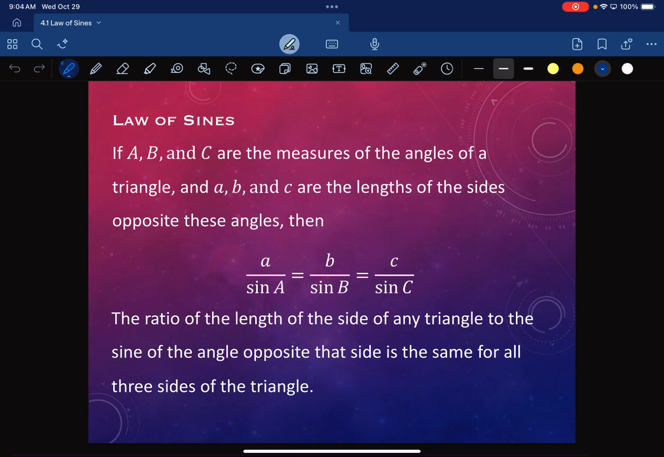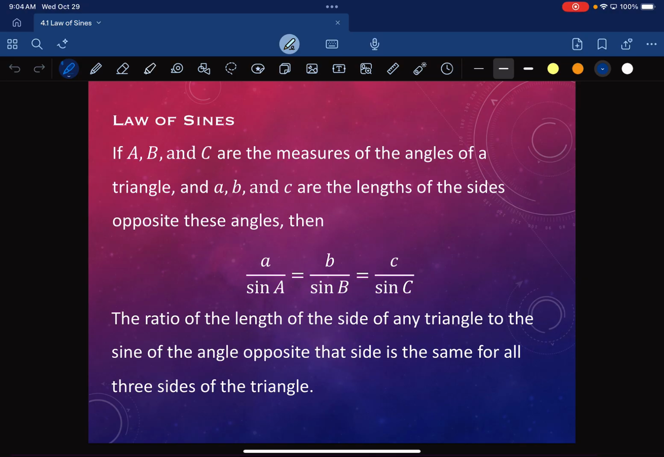So we'll start first with what is the law of sines. So if we have A, B, and C as the measures of the angles of a triangle, with opposite sides a, b, and c, then the following equation holds. So the little a on top is the side, divided by the sine of the angle A that's opposite on the bottom, and it works for B and for C.